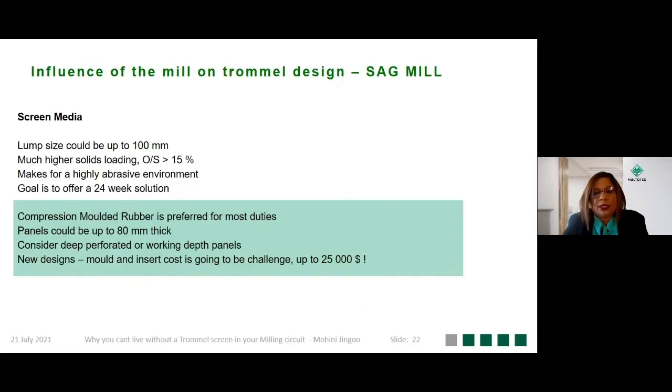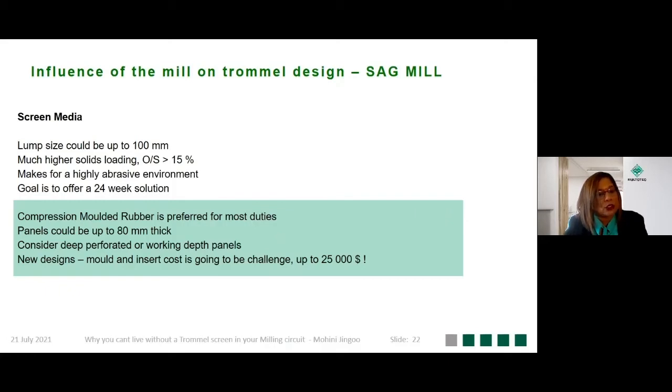Now, ladies and gentlemen, let's move on to the SAG mill and see what type of media is required here. When you compare this to the ball mill, the scenario completely changes. When we look at the screening media, the lump size could be up to 100mm. They have much higher solids loading. The oversize is greater than 15%. It makes for a highly abrasive environment.